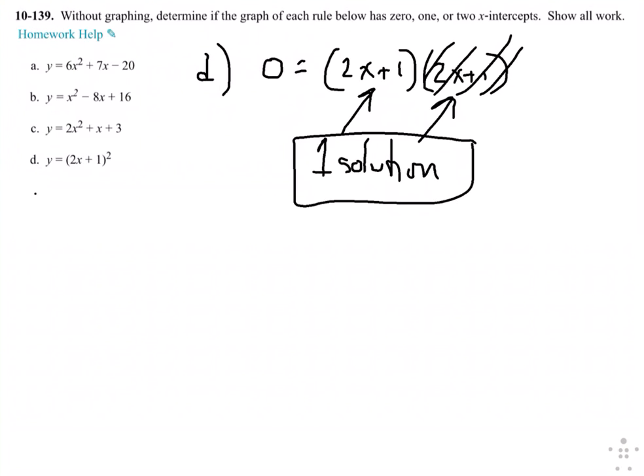And if we wanted to carry it further, we could. If it said find the solution, which I don't want you to do, but we would say, 2x plus 1 is 0. 2x is negative 1, x equals negative 1/2, and that would be the only one solution.